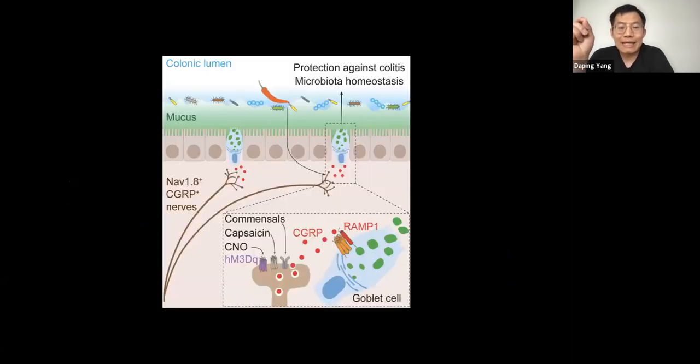So together, this data brought to the picture here that the Nav1.8 nociceptor neurons can sense various luminal signals, such as commensal cues and dietary cues like capsaicin, to be activated to secrete CGRP, which acts on the receptor RAMP1 that is specifically and highly expressed in goblet cells to promote mucus secretion, to build the mucus layer, which protects the host against colitis and also maintains the microbiota homeostasis.